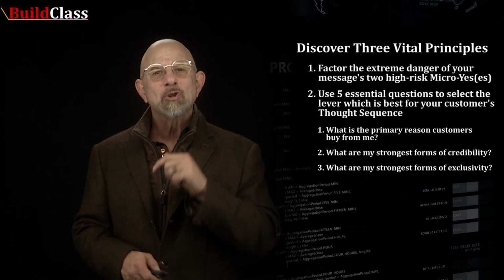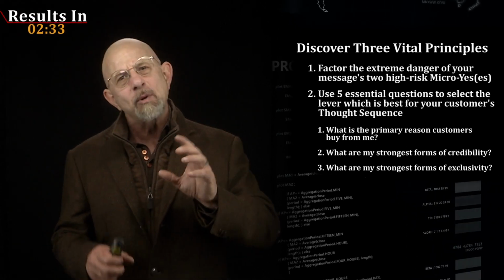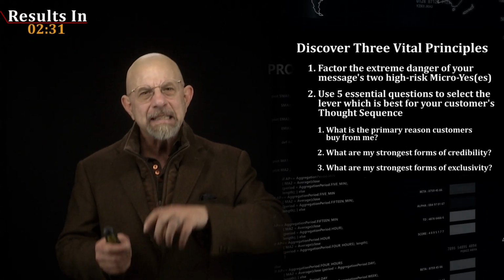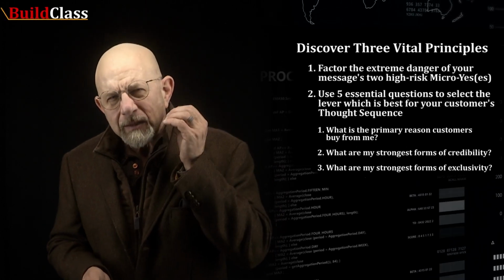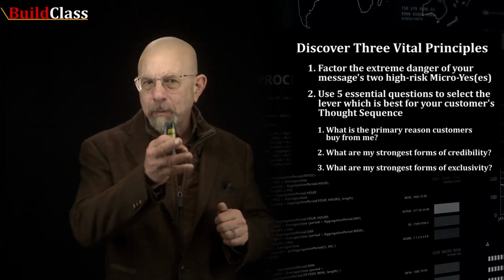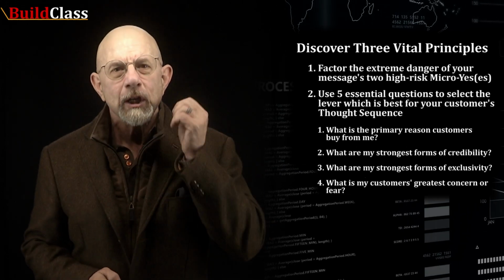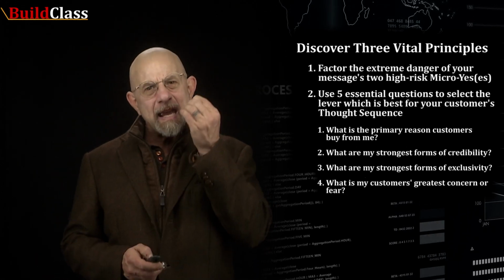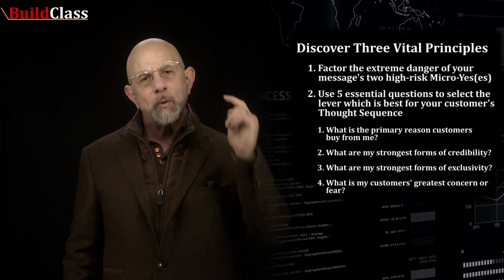What are my strongest forms of exclusivity? I love this one. Use this if you have a key lever that sort of cancels out the competition. Everyone needs to think about this point especially. Number 4, where is my customer's greatest concern or fear? Use this in high anxiety purchase paths where the cost or the risk are high, which brings me to 5.